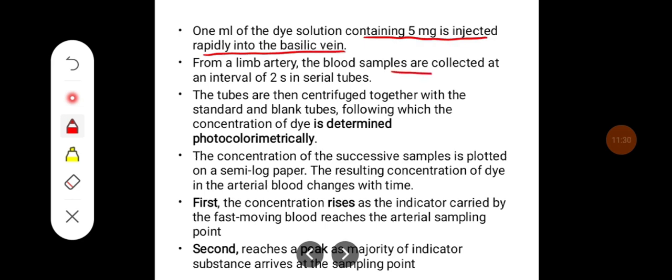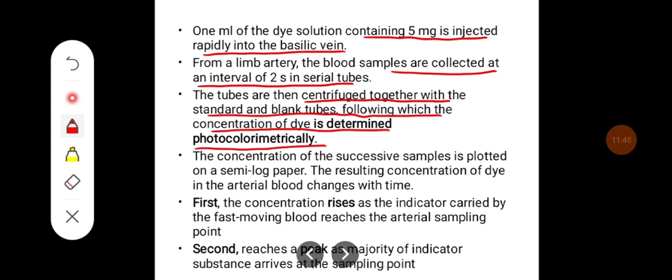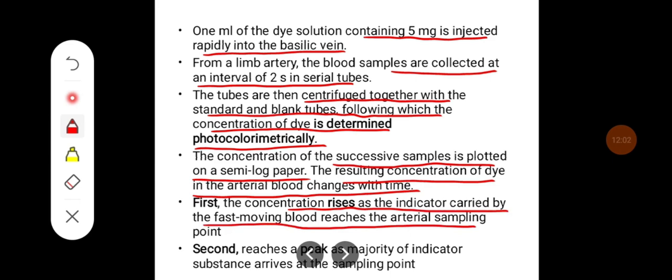From the limb artery, the blood samples are collected at an interval of 2 seconds in serial tubes. The tubes are then centrifuged together with the standard blank tubes, following which the concentration of the dye is determined photocolorimetrically. The concentration of successive samples is plotted on semi-log paper. The resulting concentration of the dye in the arterial blood changes with time. First, the concentration rises as the indicator carried by the fast moving blood reaches the arterial sampling point. Second, it reaches a peak as the majority of the indicator substance arrives at the sampling point.